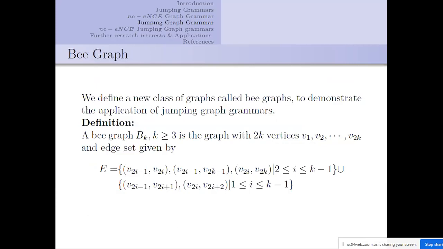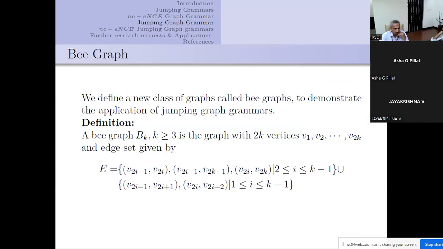For demonstrating jumping graph grammars, we have defined a graph called B graph. B graph is of the form BK, K greater than or equal to T. You have 2K vertices and the edges are of these forms: edges of the form V2I minus 1, V2I, V2I minus 1 to V2K minus 1, V2I to V2K, where I varies from 2 to K minus 1. Another set of edges of the form V2I minus 1.